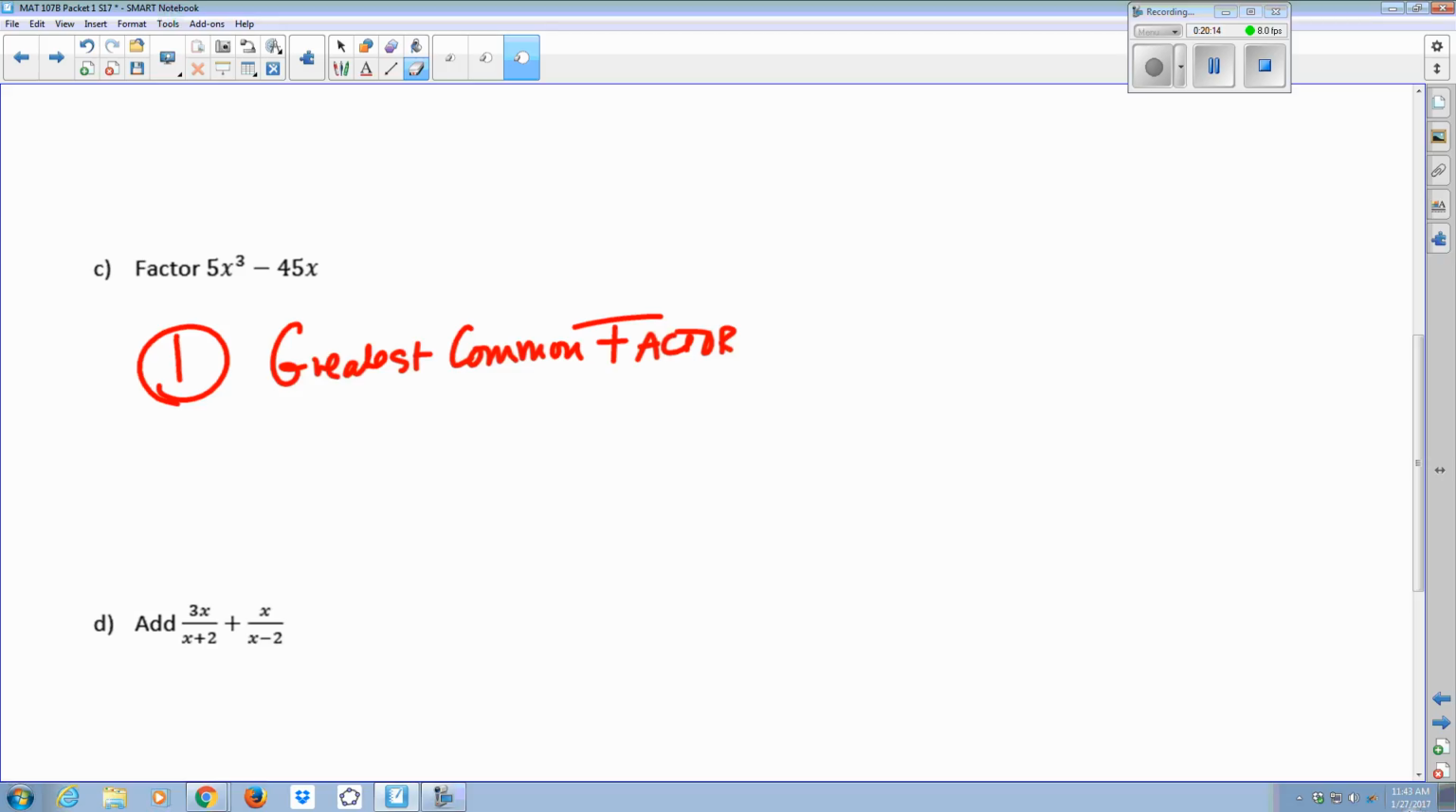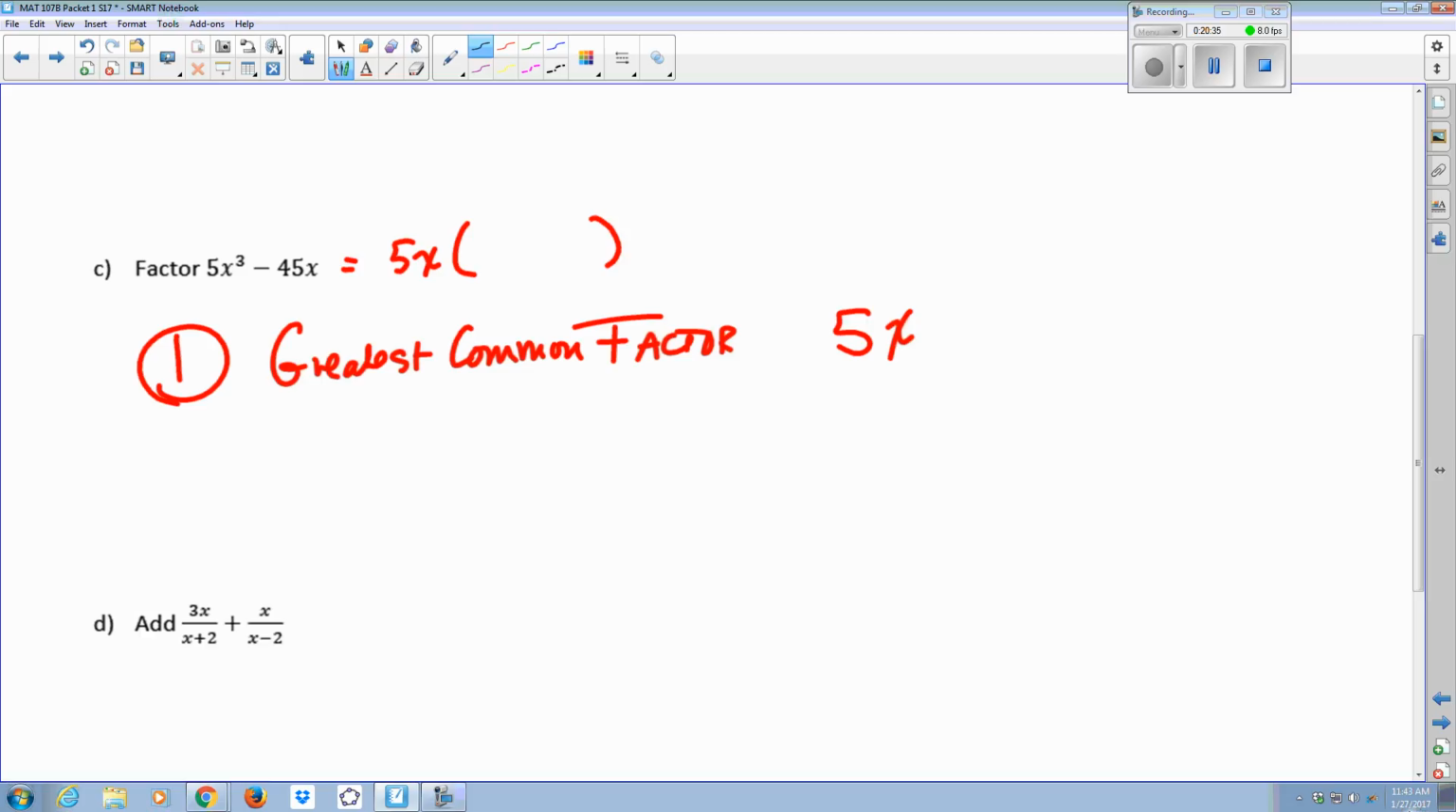So you look at each term and you say, what is common as a factor to each term? 5 divides 5, 5 divides 45. So 5 is a common factor to each term. And each term contains at most 1 x. So 5x is the greatest common factor. So the first form of factoring is 5x.